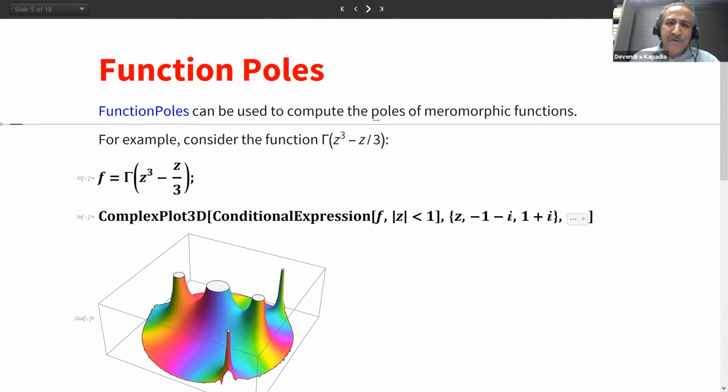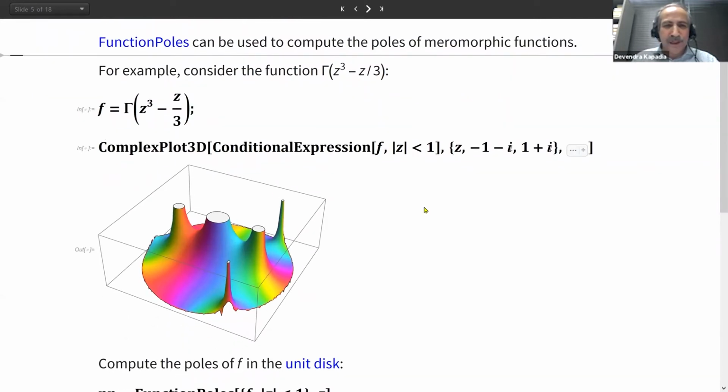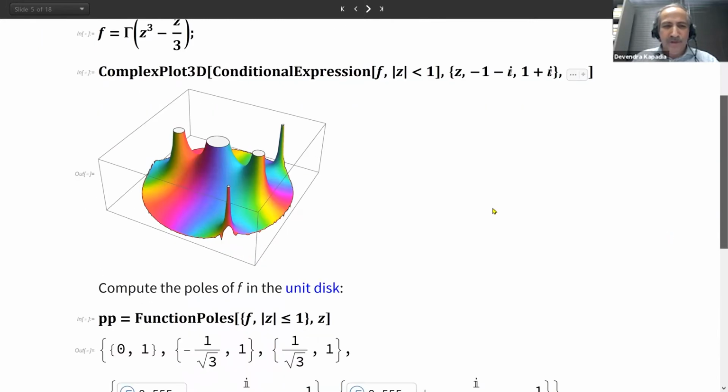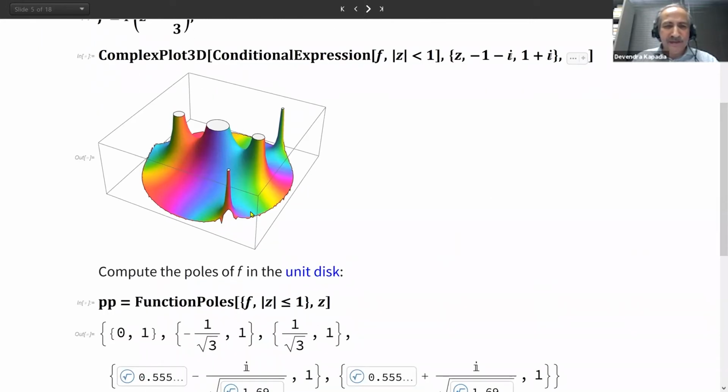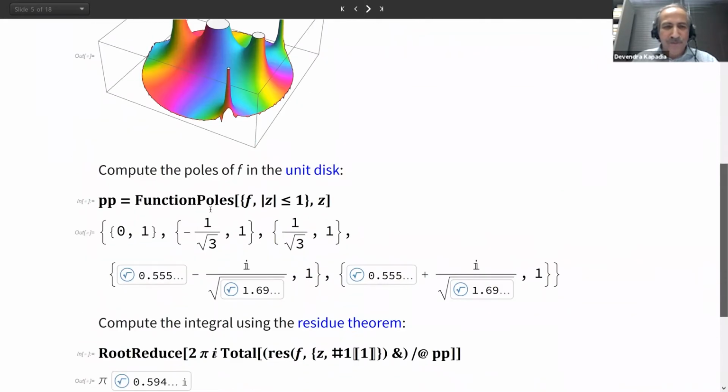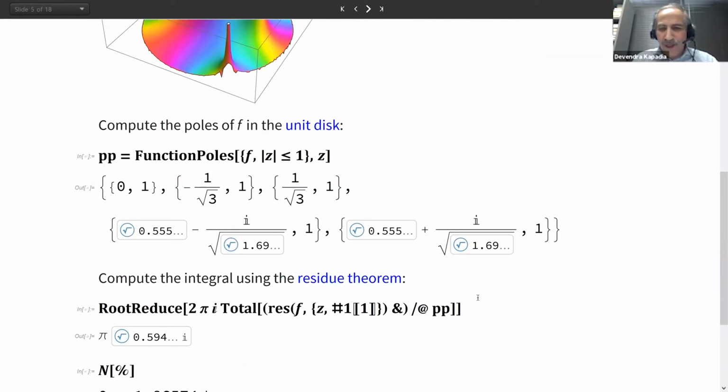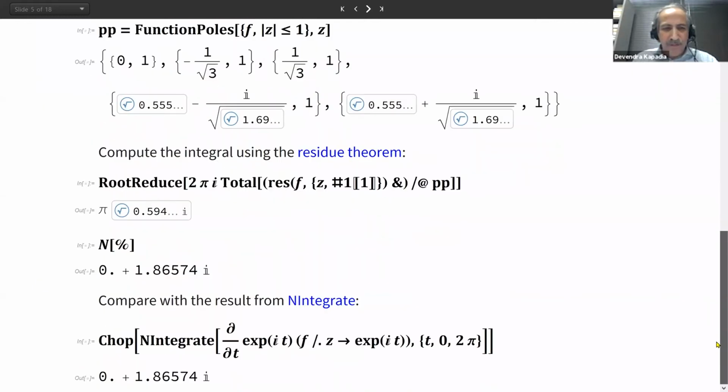But what we needed was a dedicated function which would compute for us the poles of any meromorphic function. We have it now, function poles. And here's an example of the gamma function. You see the gamma function over here, and you see there are 5 poles in the unit disk. You compute the 5 poles, 1, 2, 3, 4, 5, apply residue theorem, and lo and behold, you get an answer which agrees with Integrate. So the hope is that in the upcoming releases, we'll actually have a wonderful implementation of complex contour integration in Mathematica.